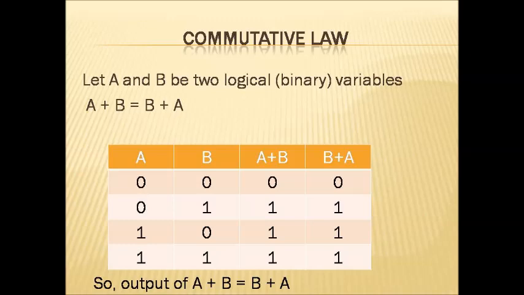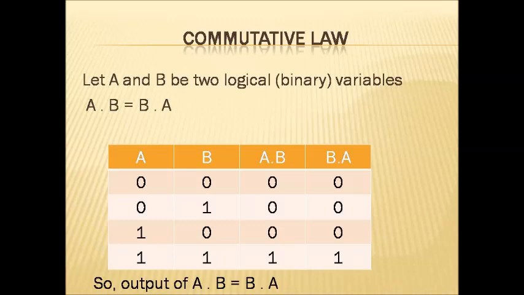This is the second form of the commutative law. Here two binary variables A and B are joined with the AND operator, that is A dot B. According to the commutative law, A dot B is equal to B dot A. The same we have proved using the truth table method. You can see the truth values of A dot B and B dot A. Both are the same. So we can say that A dot B is equal to B dot A.